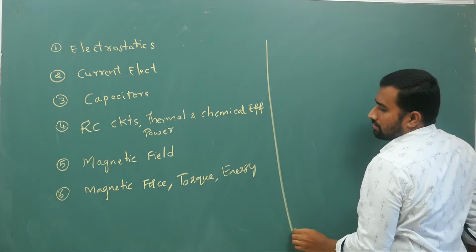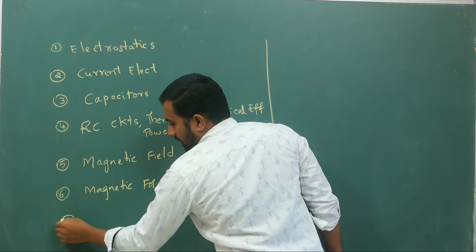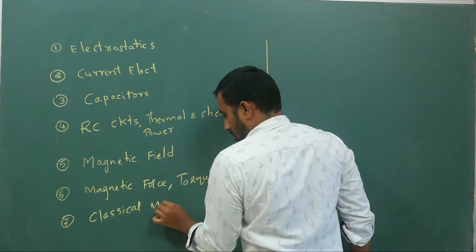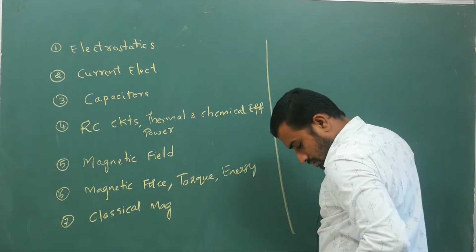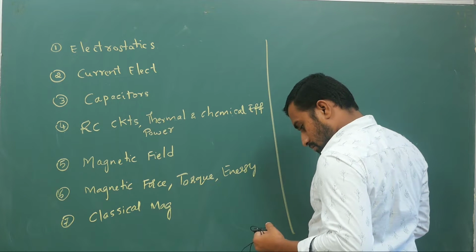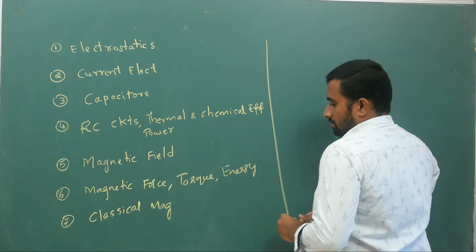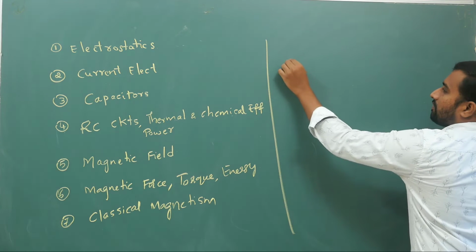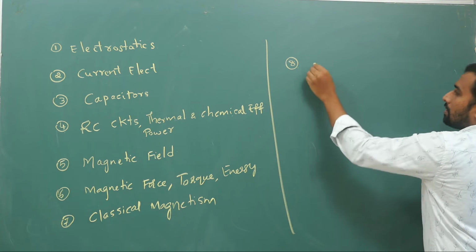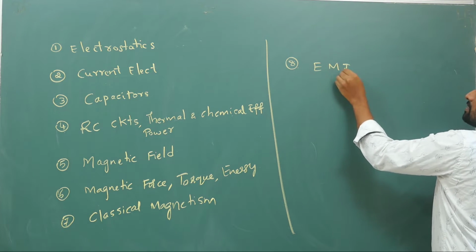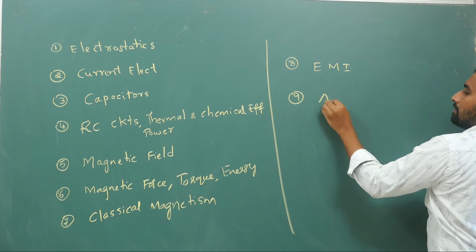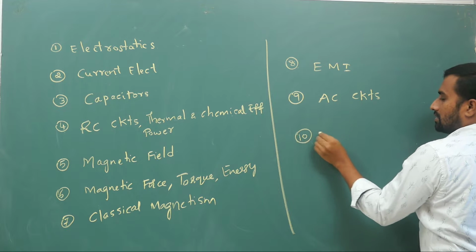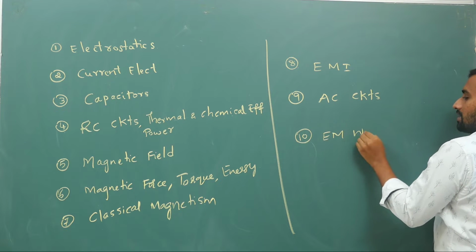Then there is classical magnetism. So you have classical magnetism, followed by the electromagnetic induction chapter. Then you have AC circuits. Then the last unit that you have is electromagnetic waves.